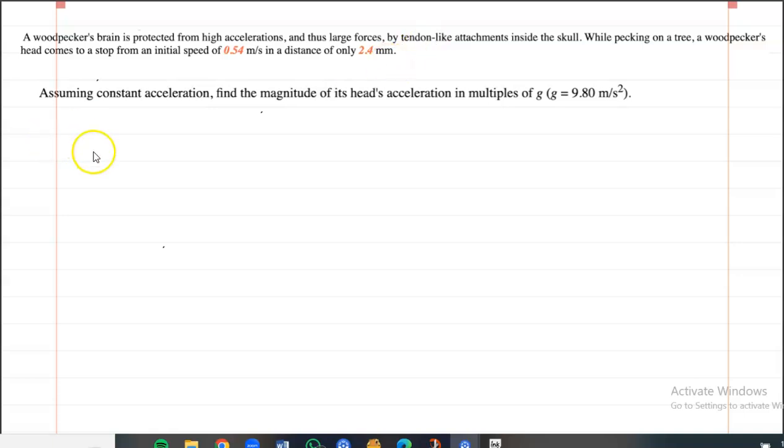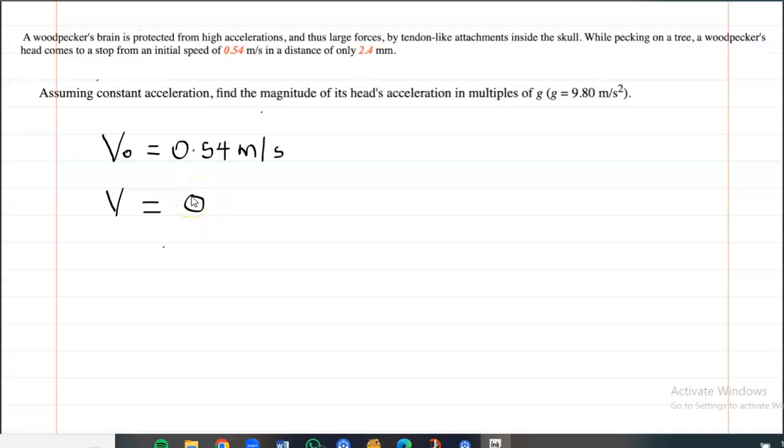meter per second. So we have to define our parameters. We have to set up our problem. So v naught here equals 0.54 meter per second. All right, and it comes to a stop, meaning that its final velocity v is 0.